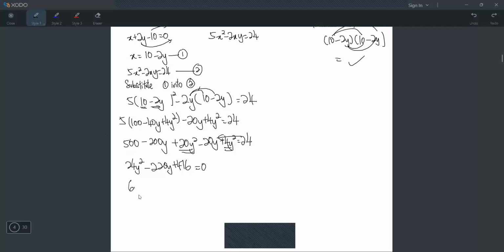Because 24 divided by 4 is 6. 220 divided by 4, you can press the calculator. I think it's 55. Let's try. Yeah, 55. So you write 55y.